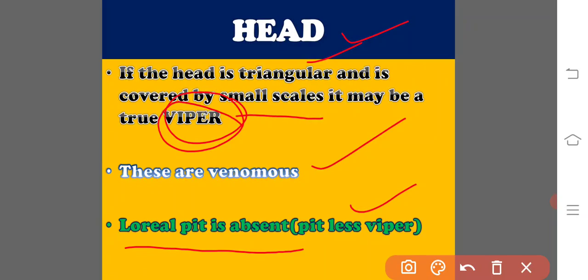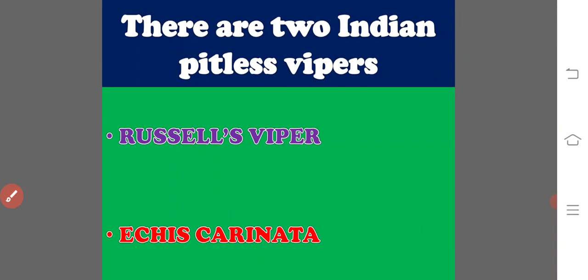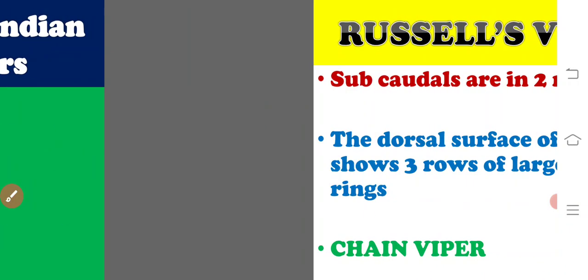The loreal pit is a thermoreceptor located between the nostril and the eye, but some of them lack the loreal pit. They do not contain any kind of loreal pit, so they are called pitless vipers. There are two important Indian pitless vipers, namely Russell's viper, otherwise Vipera russelli, and Echis carinata or Pursa. These two are the Indian pitless vipers.